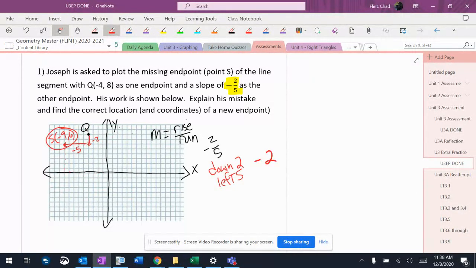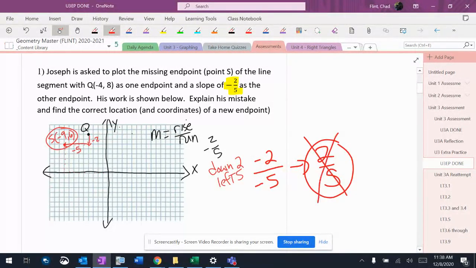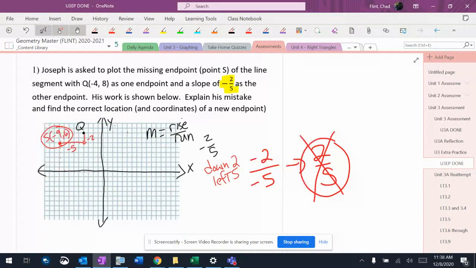Down 2 would be negative 2. Left is also negative. That would be negative 5. That would be a negative over a negative, which would be 2/5. It's supposed to be negative 2/5. So that's not going to work. All right, so the mistake is you can't have two negatives there.